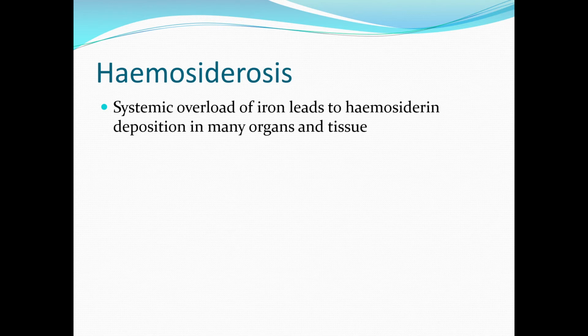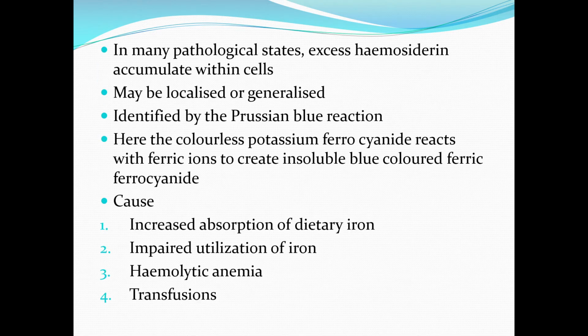The systemic overload of iron leads to hemosiderin deposition in many organs and tissues, and this condition is known as hemosiderosis. In many pathological states, excess hemosiderin accumulates within the cells. It can be localized or generalized and identified by the Perls reaction. So it is a special stain for hemosiderin or iron. Here the colorless potassium ferrocyanide reacts with the ferric ion to create insoluble blue colored ferric ferrocyanide.